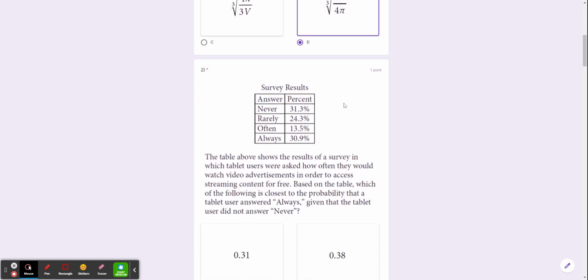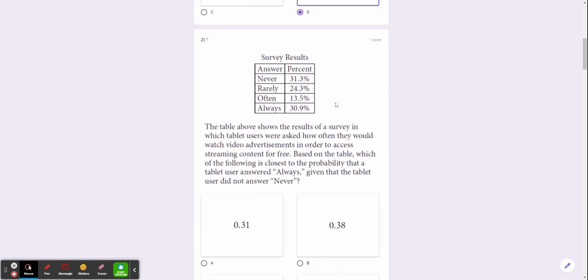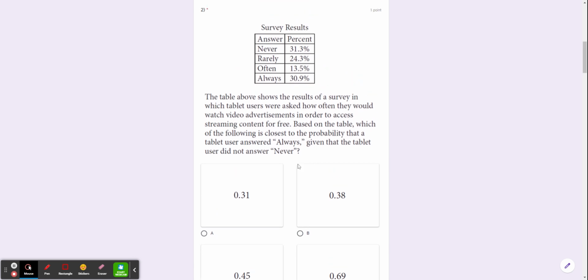Alrighty, number 2. The table above shows the results of a survey in which tablet users were asked how often they would watch video advertisements in order to access streaming content for free. Based on the table, which of the following is closest to the probability that a tablet user answered always, given the tablet user did not answer never? If you look, always is 30.9, which would round to 31%, but that's wrong because this is including all of the answers, so that's why choice A is here. It's telling you that they don't answer never, so we have to ignore this amount.